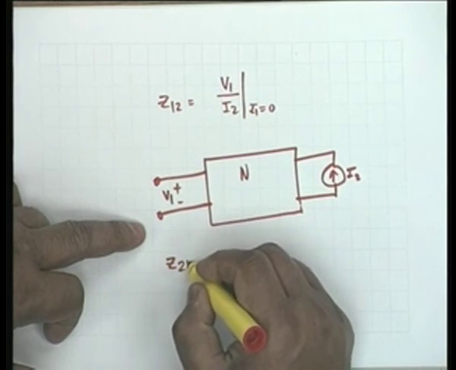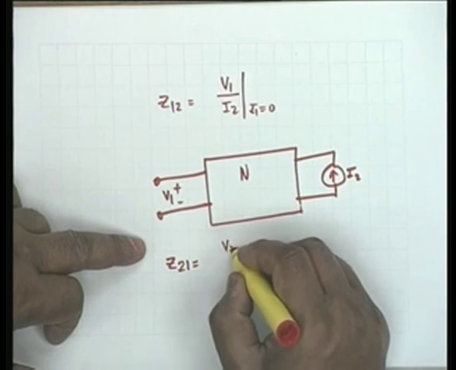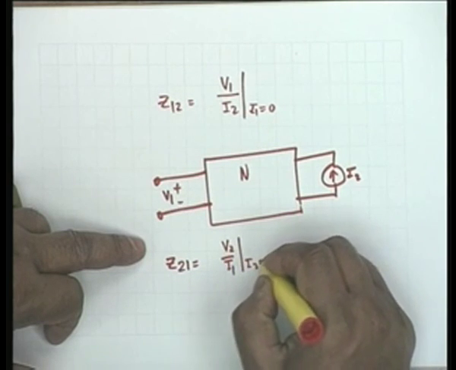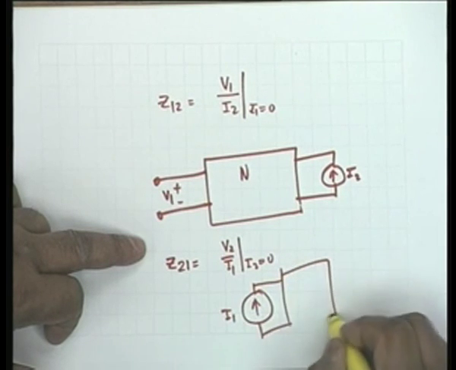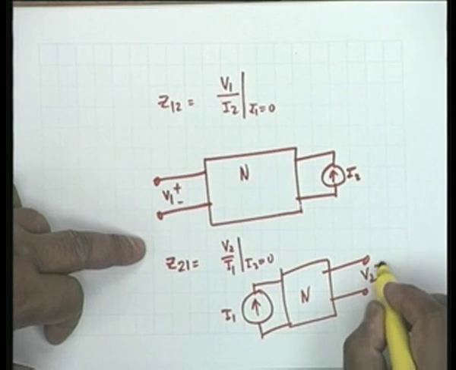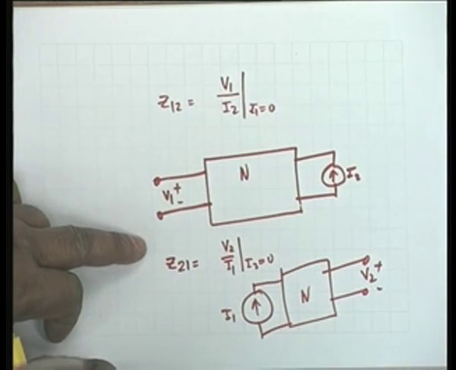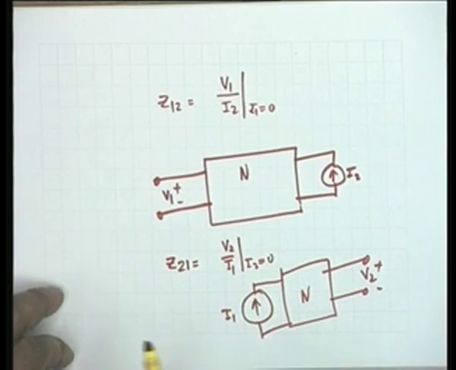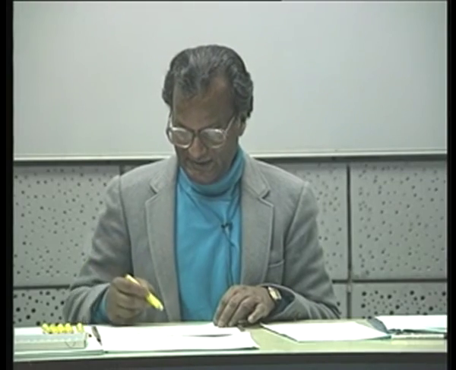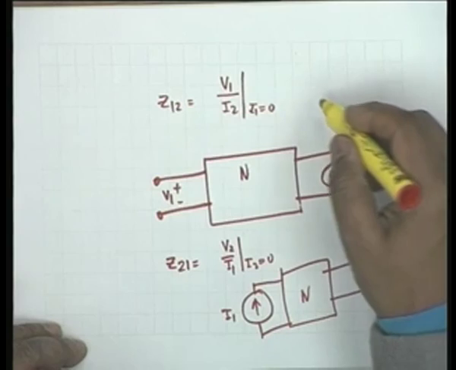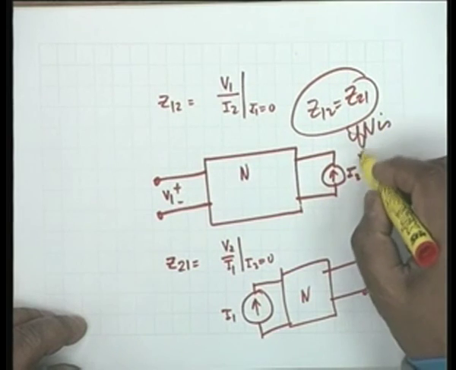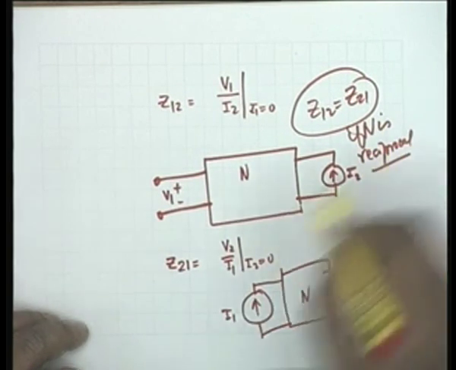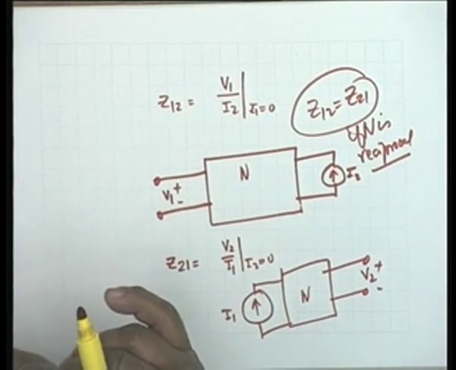In a similar manner, Z21 is equal to V2 by I1 with I2 equal to 0, which means that you excite by I1 the network N and measure the voltage V2. If the network N is reciprocal, then the reciprocity theorem says that this and this are reciprocal situations, and therefore Z12 should be equal to Z21 if N is reciprocal. We are, to start with, considering only reciprocal networks.